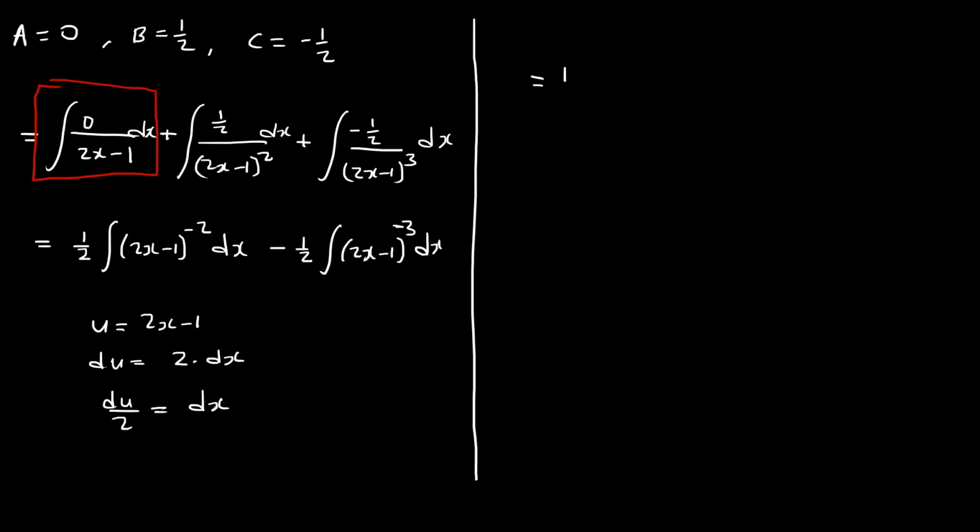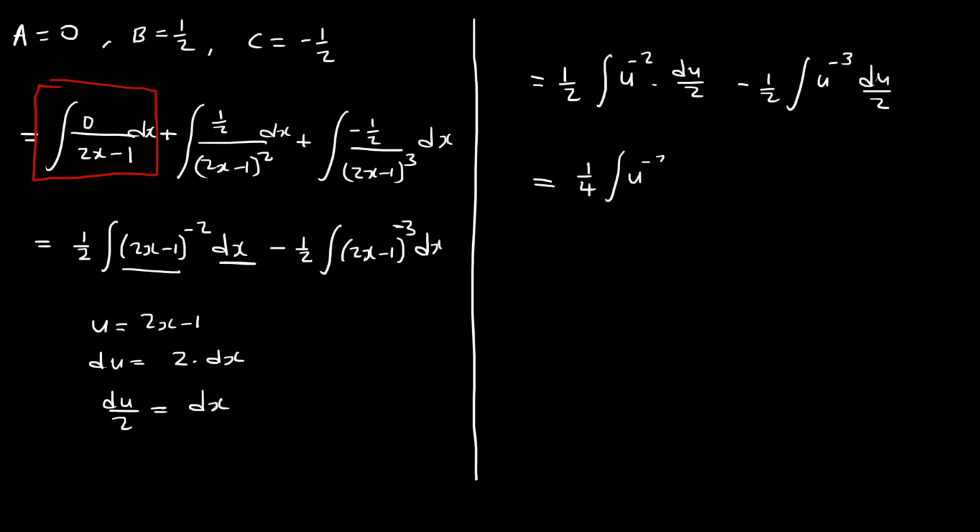Let's go back. I have half, I have u exponent minus 2, then I have du over 2, because we said dx. Remember, this is u exponent minus 2 and this is du over 2. Then we have minus half, we have u exponent minus 3, du over 2. So now quick, this over 2 will make this 1 over 4, u exponent minus 2 du minus 1 over 4 u exponent minus 3 du.